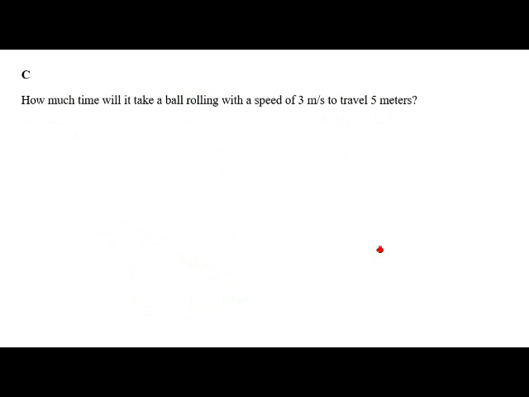Alright, last one. How much time? So our unknown this time is time. It's like our first example. You take a ball rolling with a speed of 3 meters per second. That's our speed. To travel 5 meters. Meters is a distance. So again, start with the base equation: speed equals distance over time. Let's substitute in the values.